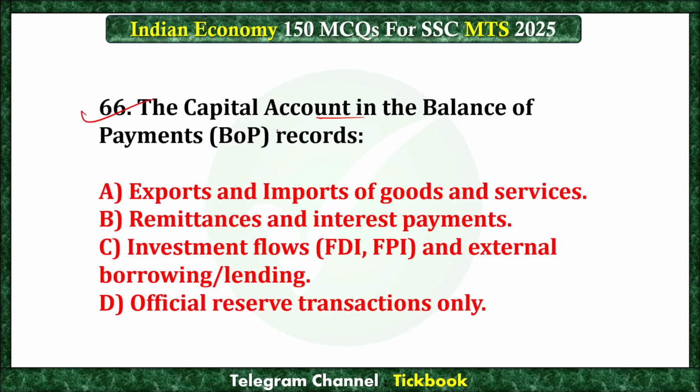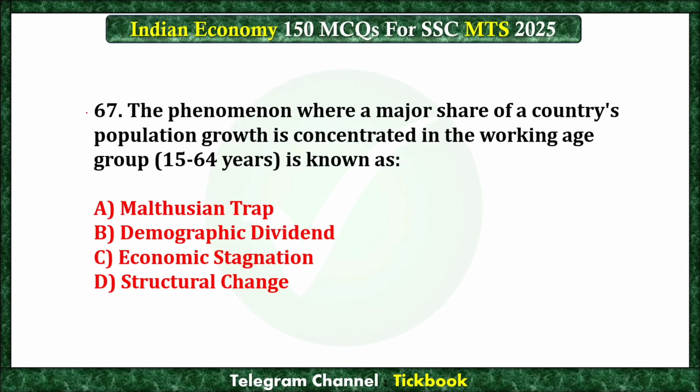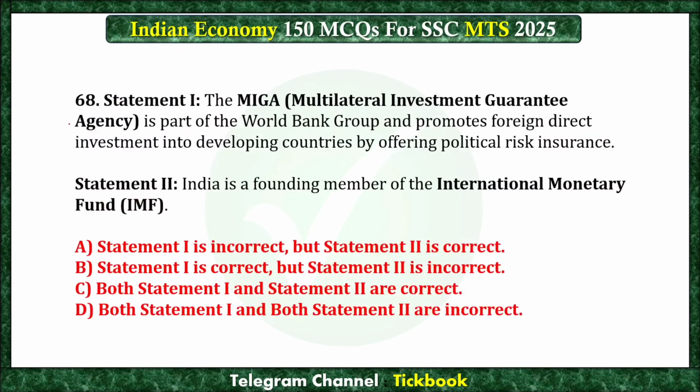66. The capital account in the balance of payments records option number C, investment flows, FDI, FPI, and external borrowings or lendings. 67. The phenomenon where a major share of a country's population growth is concentrated in the working age group 15 to 64 years is known as option number B, demographic dividend.